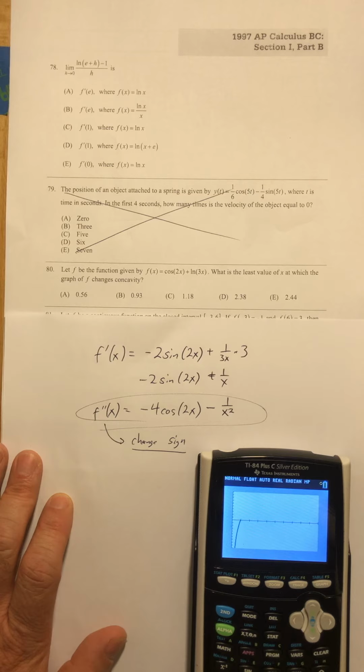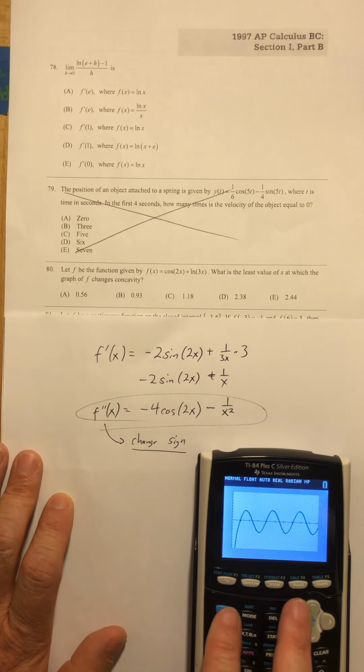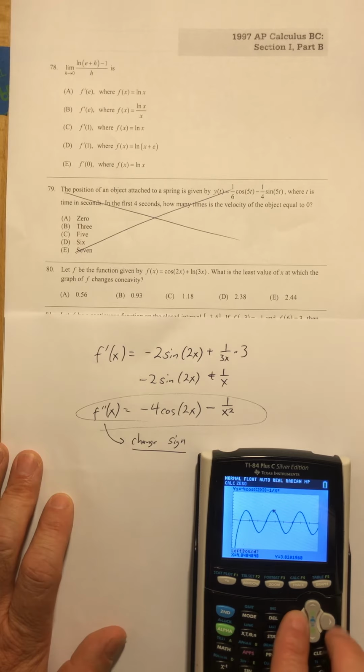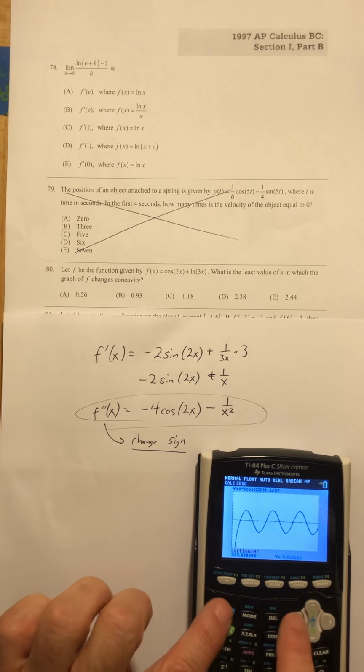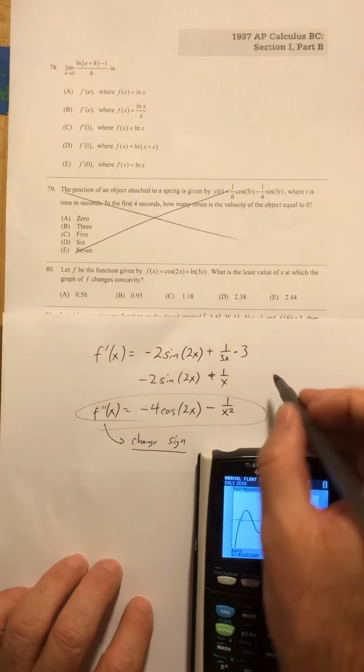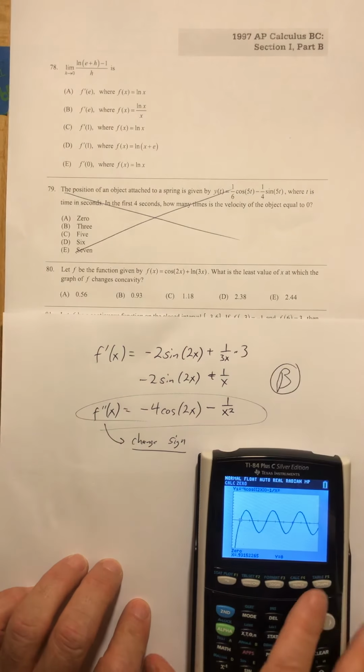So this is what I see, and I'm looking for that first change in sign. Looks like it's going to be right here. Appears to be 1. I'm going to use the feature on my calculator to find it exactly. I've got to wait for it to draw here. So I'm going to do second calc 0 and try to find the point over here. And that should be my answer. 0.93. B is my answer for that one.